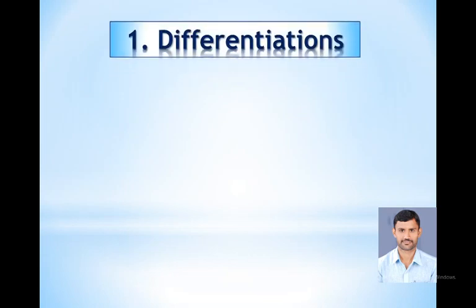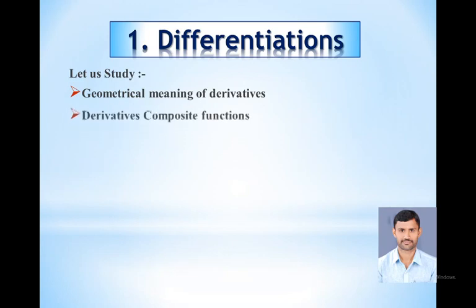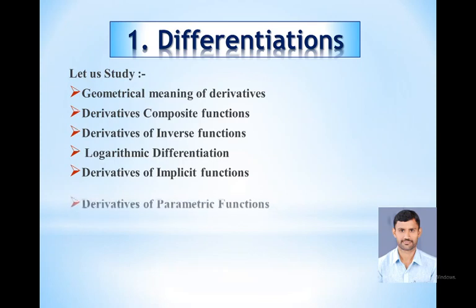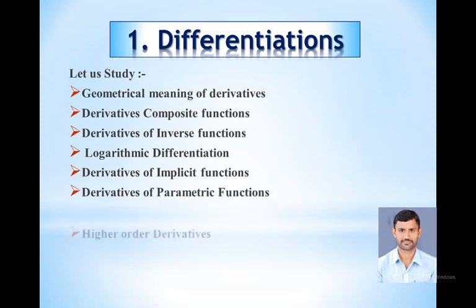Today we will discuss the differentiation chapter. Chapter first, differentiation. In this chapter we have to study standard result, definition of derivative, geometrical meaning of derivative, rules of differentiation, composite function, inverse function, logarithmic differentiation, derivative of implicit function, derivative of parametric function, and higher order derivative. Let us revise definition of derivative or standard result.